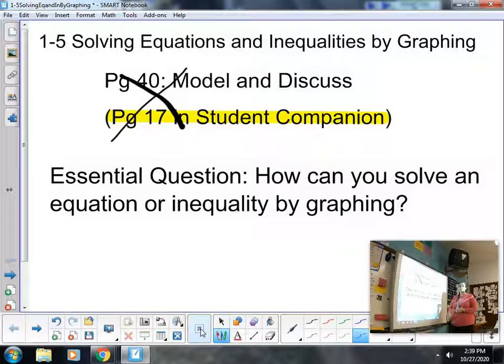Going to go through the notes for 1-5, solving equations and inequalities by graphing. This is going to be part 1 of the video. Part 2, we're going to look at using graphing technology to solve some of these problems. So we have our essential question: how can you solve an equation or inequality by graphing?